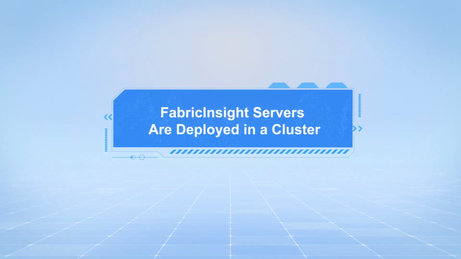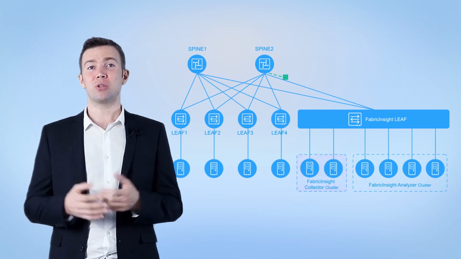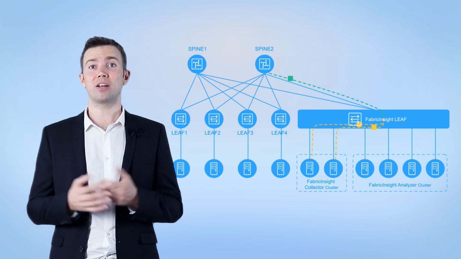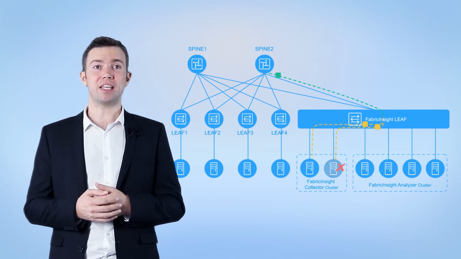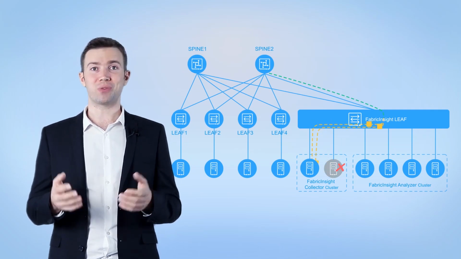FabricInsight servers are deployed in a cluster. Collector. You are advised to use two servers to form a collector cluster running in load balancing mode. In this way, if one server is faulty, the other server can take over collection services to ensure cluster reliability.